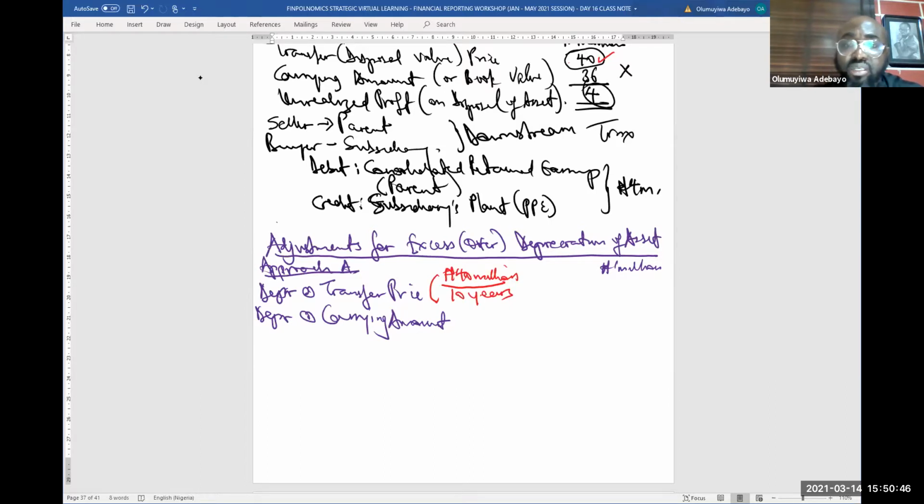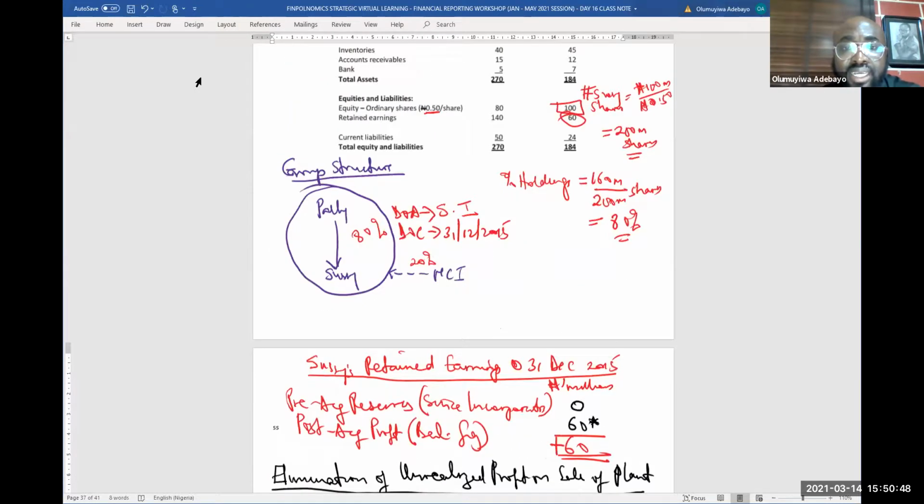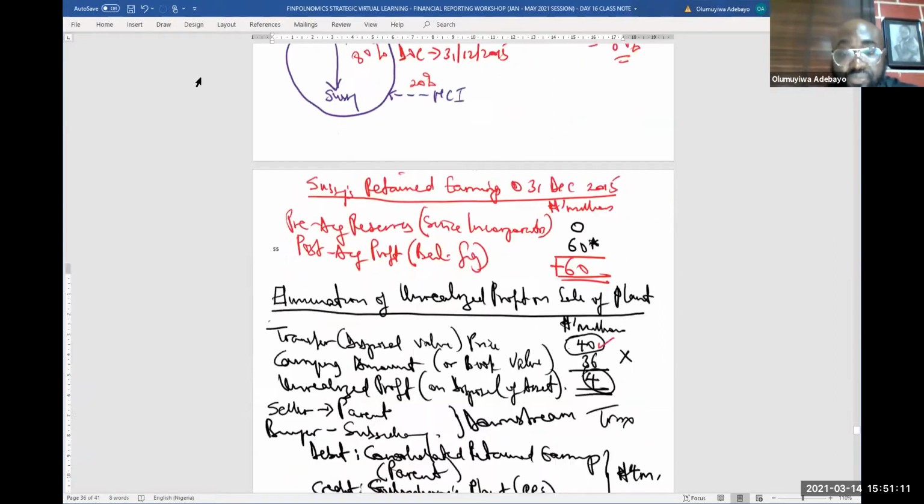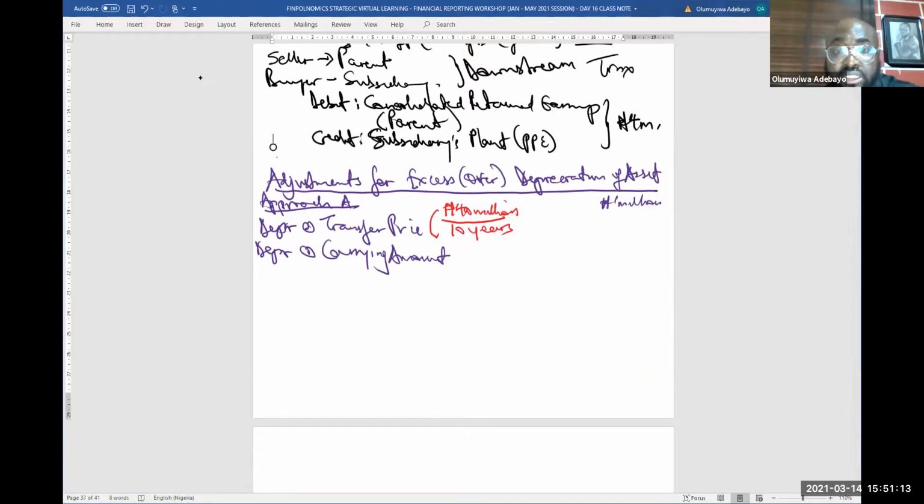years. But if you go back, how many years has gone between the day the transfer was made and today, that is the reporting date, which is this date? How many years has passed? 2 years. Which means depreciation of 2 years will have been charged. 4 million per year for 2 years will give us what? 8 million.